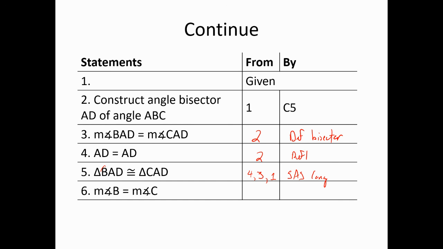And notice that, yes, as a matter of fact, those are angles that correspond in our congruent triangles. B comes first, C comes first. So line number 6 follows from line number 5 by CPCTE. That is, corresponding parts of congruent triangles are equal. And with that, I'll say that we are done. We have now proven the isosceles triangle theorem.